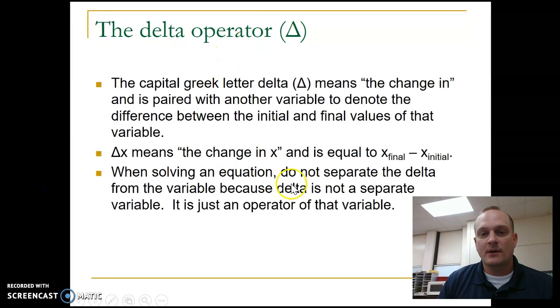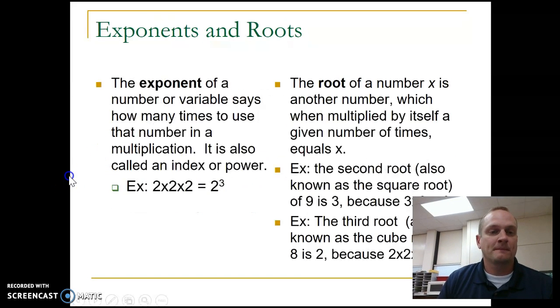One important thing about the delta operator, the Greek letter delta, this little triangle, is that it is not its own variable. So you can't separate that. You would never divide just by delta. Right, it's an operator.